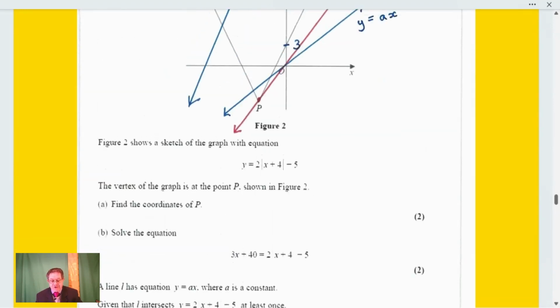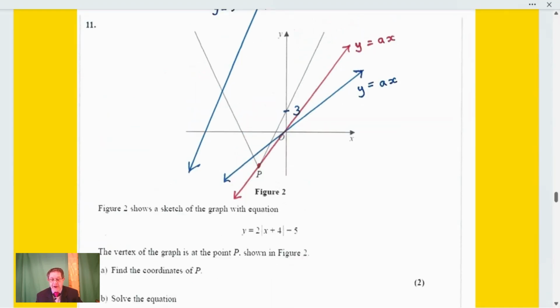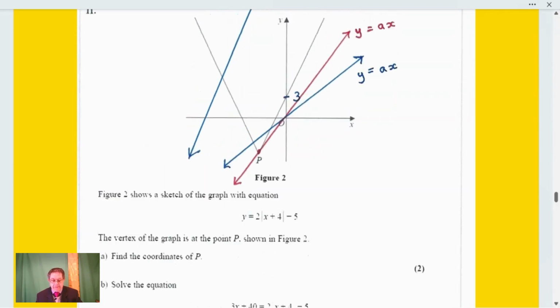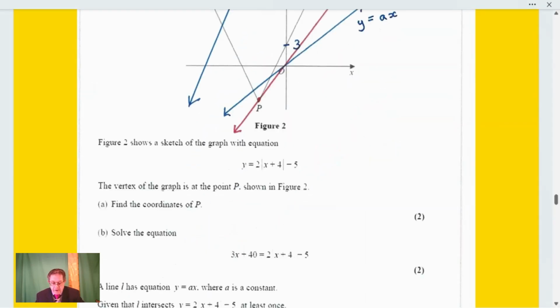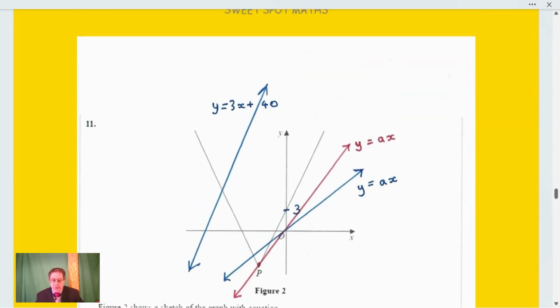Part B. Solve the equation 3x plus 40 equals 2 mod x plus 4 take 5. So we're going to try and find when our original graph meets the line y equals 3x plus 40. That's going to be a straight line with gradient 3, so slightly steeper than our modulus graph, and the intercept is at 40, which is well off the top of our graph. Thinking visually and graphically, there is clearly going to be only one solution. It's going to be over on the left-hand side to the left of the vertex.